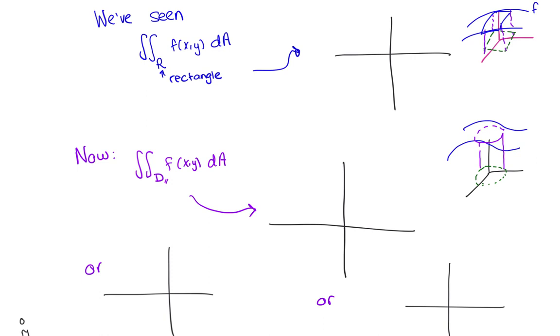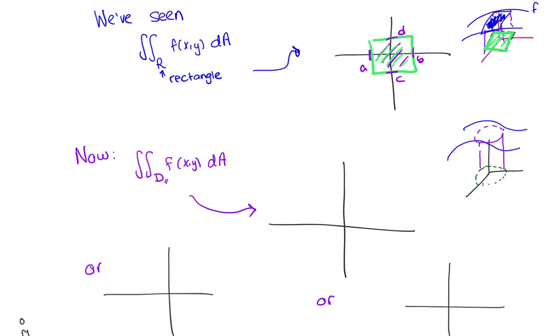So let's remember what we saw in that last section. We had domains which were rectangles. So we thought about these regions where x went from A to B and where y went from C to D, where those were just constants. And then above that rectangular domain, we had some function f. And so we found the volume under this function f over this rectangular domain.